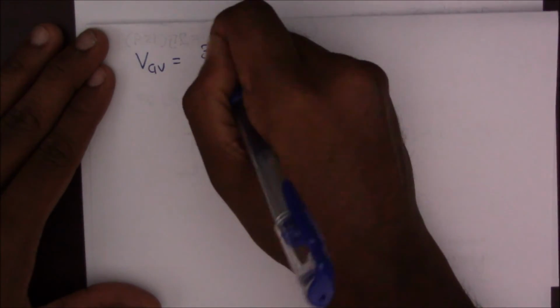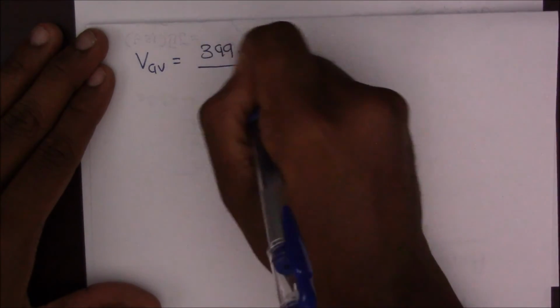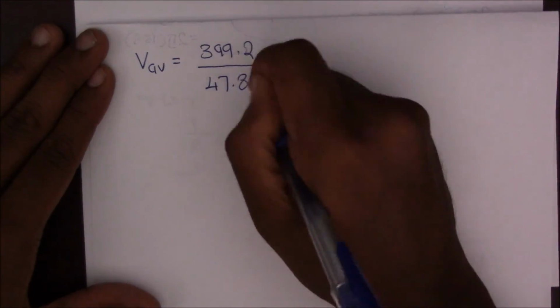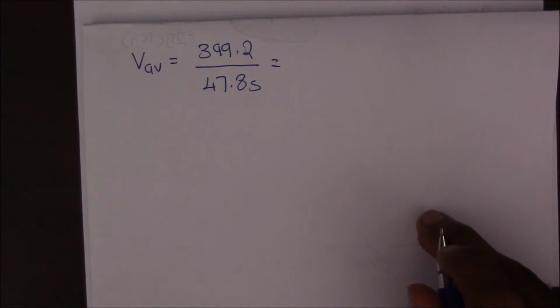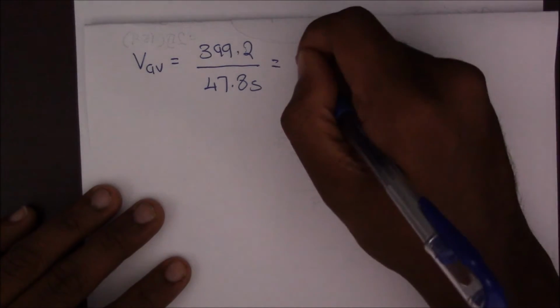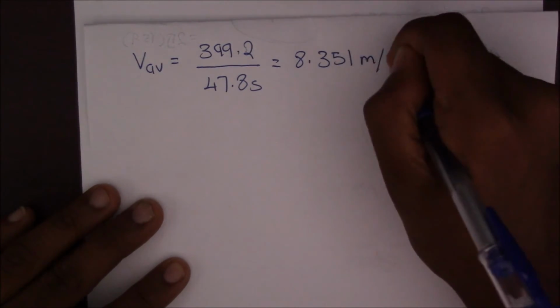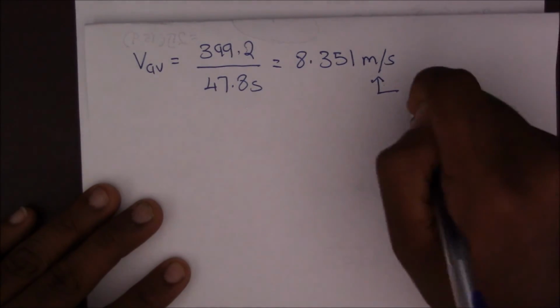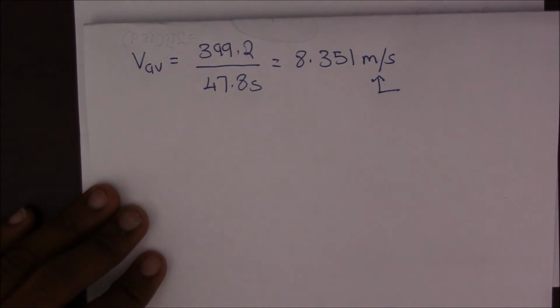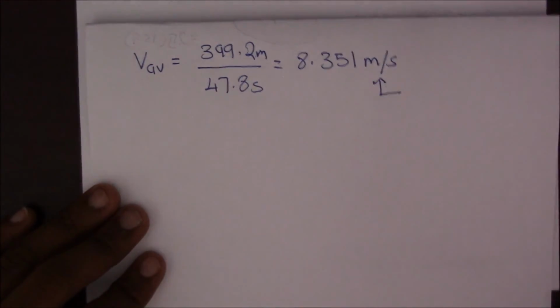Now our average velocity is equal to 399.2 divided by time, which is 47.8 seconds. And let's figure out his average velocity. Divided by, gives you a speed of 8.351 meters per second. Always remember the correct units, because it could have been kilometers per hour, but in this case it's meters per second. And I always recommend giving it up to 3 decimal points to be a little accurate.